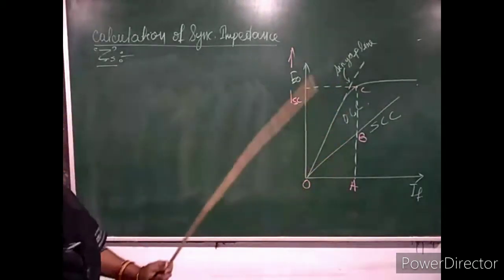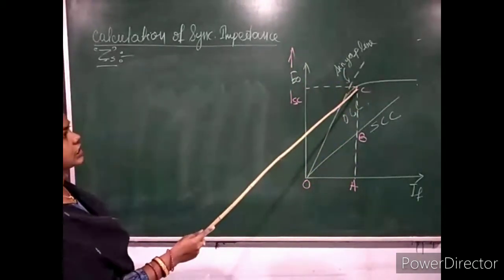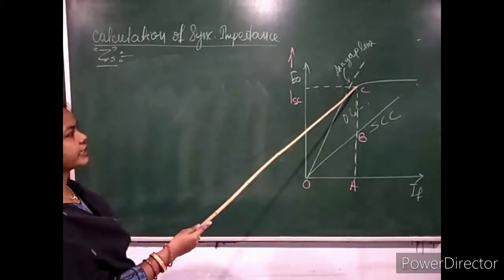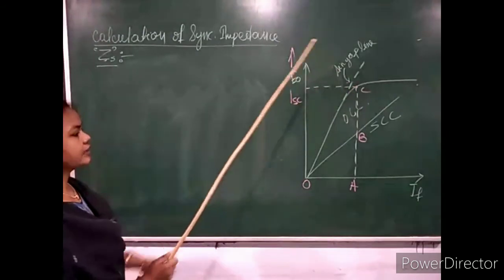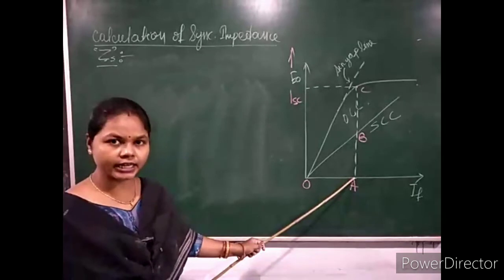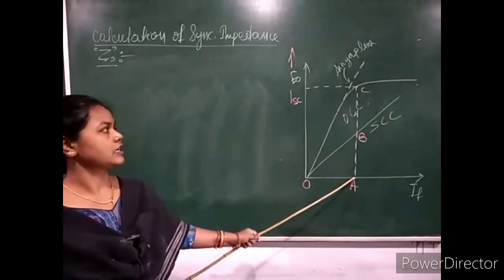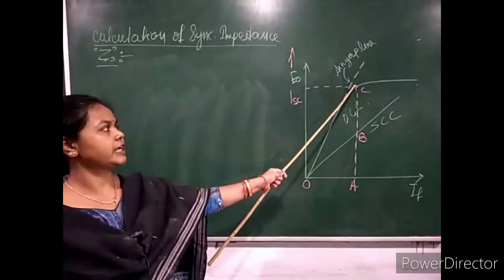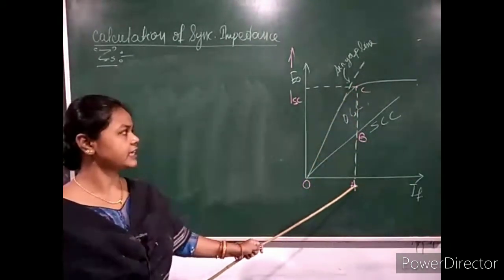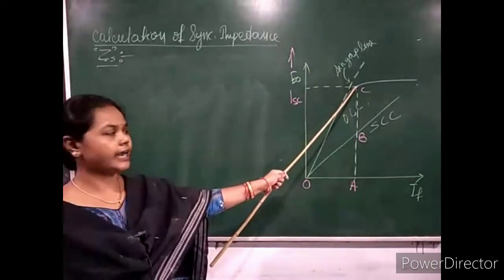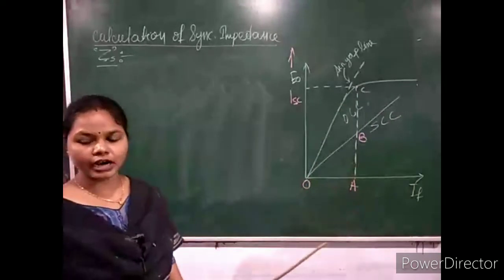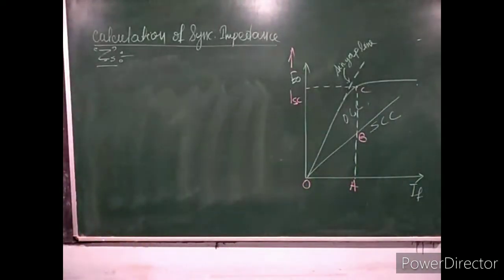Suppose this point, which is just before saturation, is the rated value of armature EMF generated. Here, this OA point is the field current which gives the rated value of EMF generated per phase, that is AC, and the short circuit current is AB. So how do you write the value of ZS here?